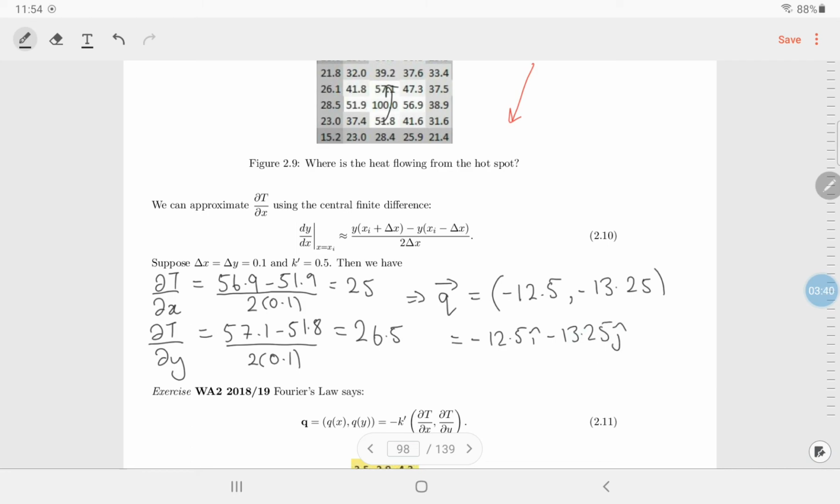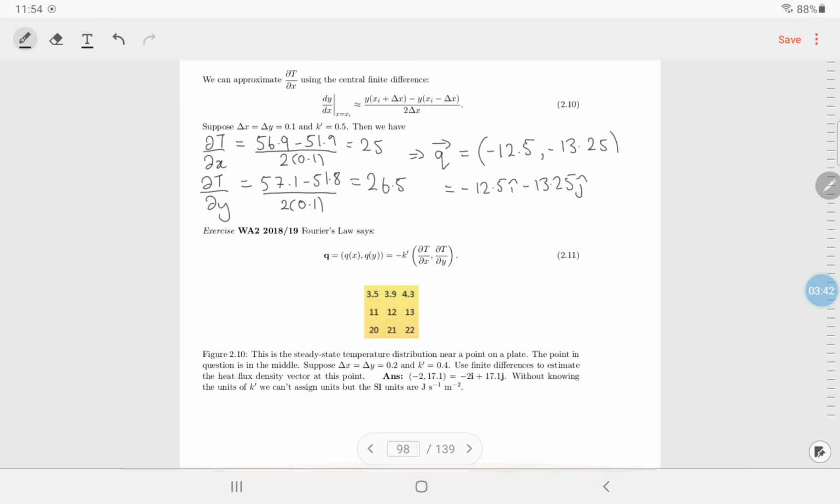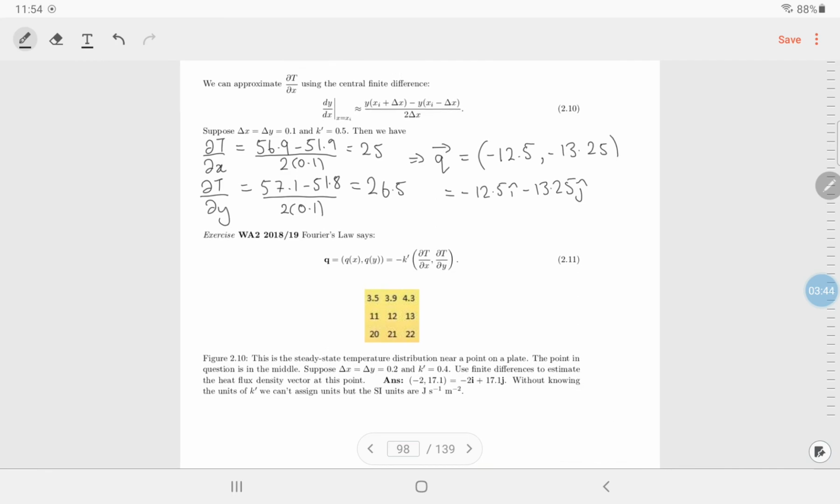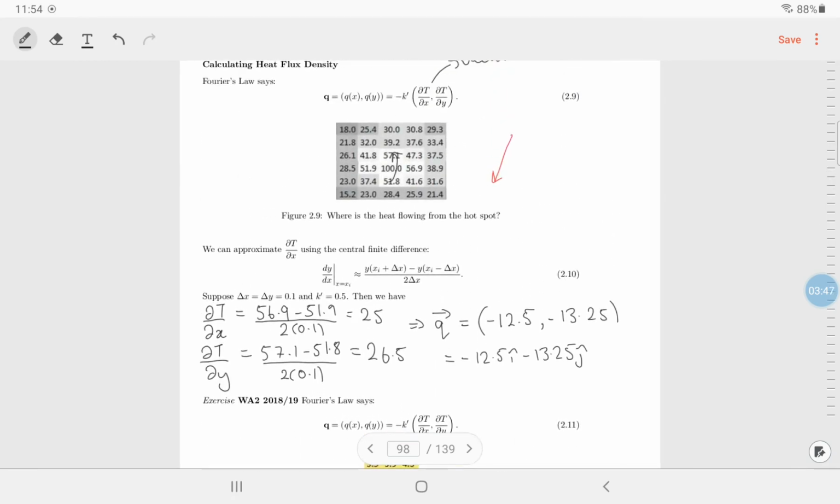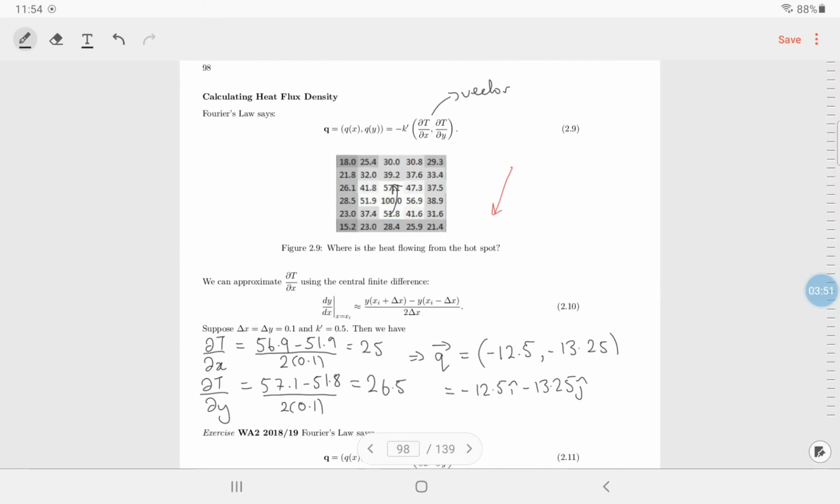Now if you want to use units, well, we can't, because there's no mention of units. We can't assign any units. So that's just a lovely little question. Now you might say, where is that Q coming from? Well, that's Fourier's law. It says that the heat flux density is proportional to the difference in temperature. And we're just doing a rise over a run, but we're not going over a single delta x, we're going over a double delta x.